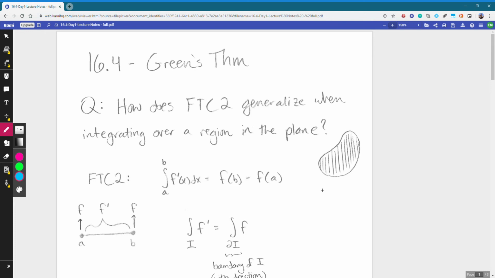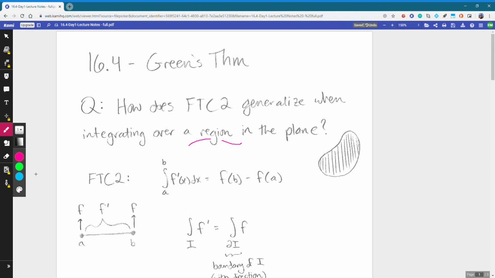Welcome back, everybody. So the last couple of classes, we've been thinking about the fundamental theorem of line integrals for gradient fields and seeing how the fundamental theorem of calculus, part 2, generalizes in the situation where we're integrating over a curve in space. Well, today we're going to ask the same question, but in a new context. We're going to think about how the fundamental theorem generalizes when we're integrating not over a curve, but over a region in the xy plane, some two-dimensional region like this over here.